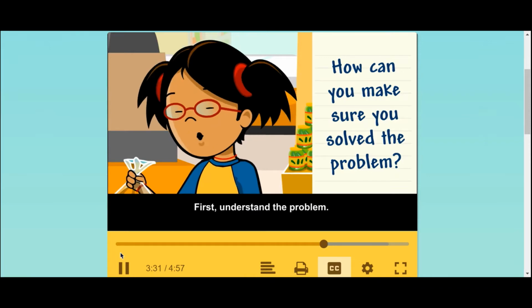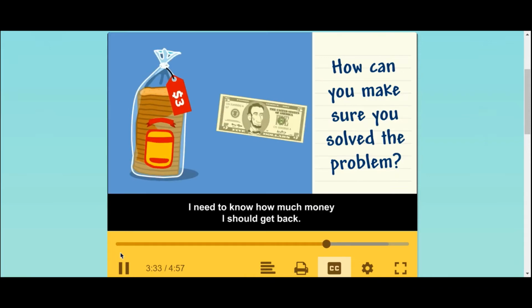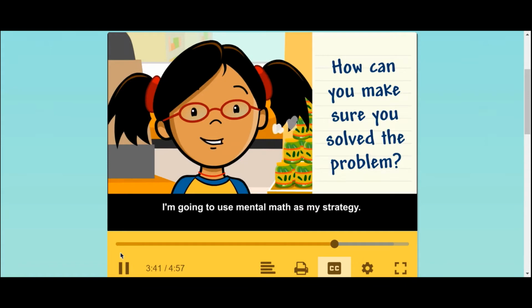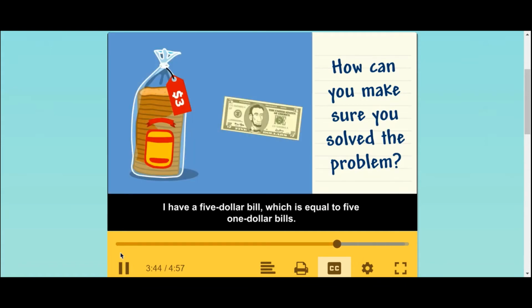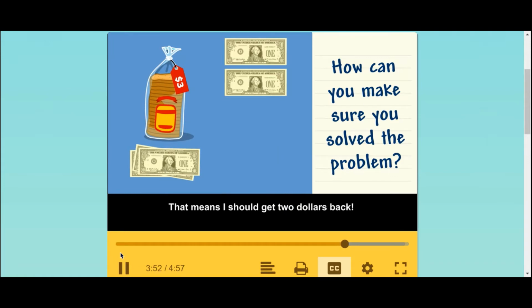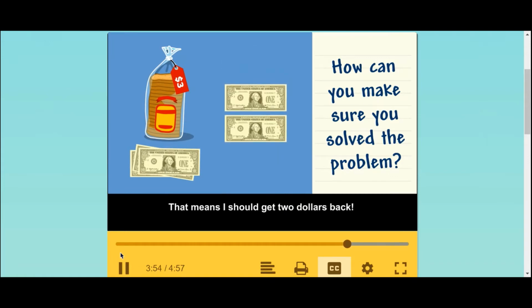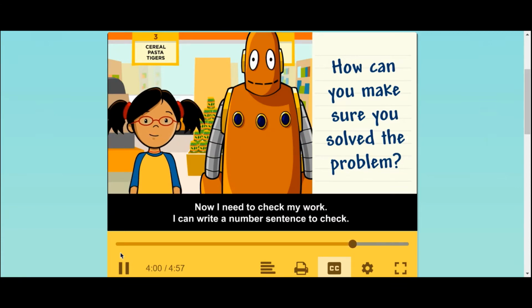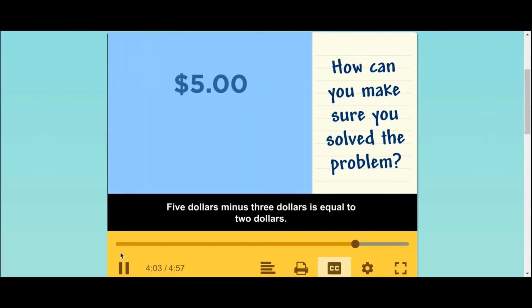First, understand the problem. I need to know how much money I should get back. Second, make a plan to solve. I'm going to use mental math as my strategy. I have a $5 bill, which is equal to 5 $1 bills. The bread costs $3. That means I should get $2 back. Now I need to check my work. I can write a number sentence to check. $5 minus $3 is equal to $2.